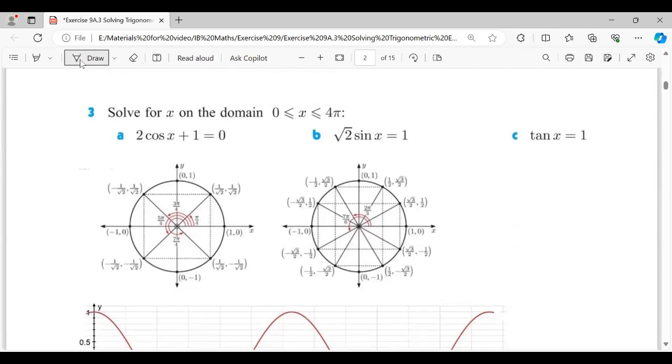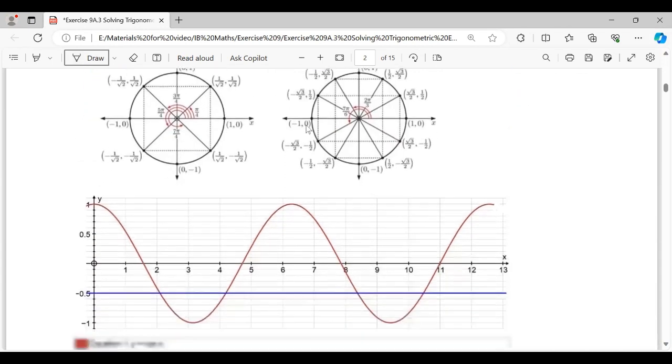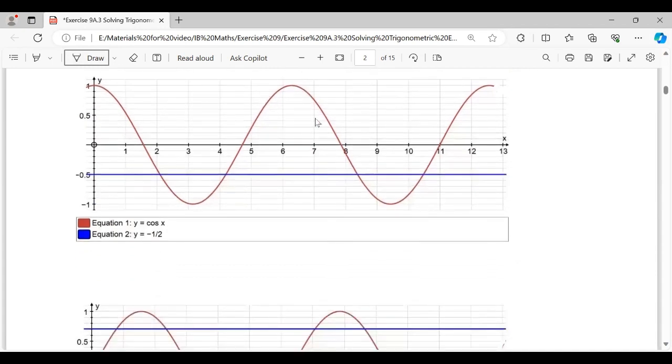Solve x on the domain x greater than or equal to 0, less than or equal to 4 pi. Okay, 2 cosine x plus 1 equals 0. The interval 0 to 4 pi. So therefore, I have created this diagram. Okay, cosine x, and this is the gradient. This is the straight line of y equals negative half. Okay, let's look for 3a.